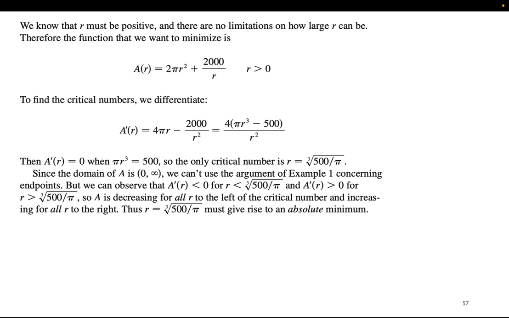And then we can use the process we found earlier. We can check that, for example, before this critical point, the slope is negative, which means it's decreasing. And after this point, the slope is positive, so it's increasing. So you can use the first derivative test to know that it's a local minimum, because before it's decreasing, after it's increasing. So this is the local minimum. But this is the only critical number, so it must also be the absolute minimum.